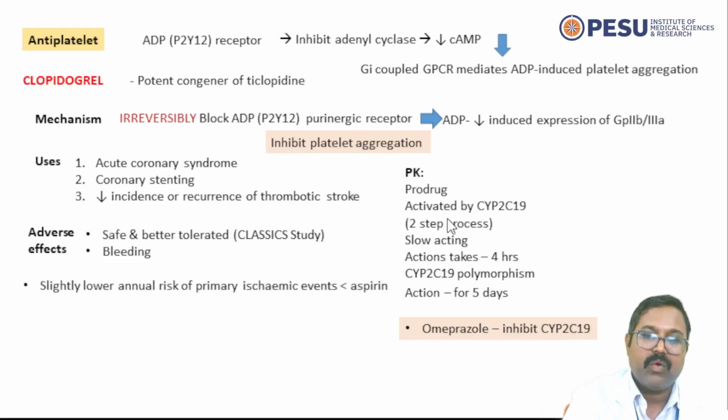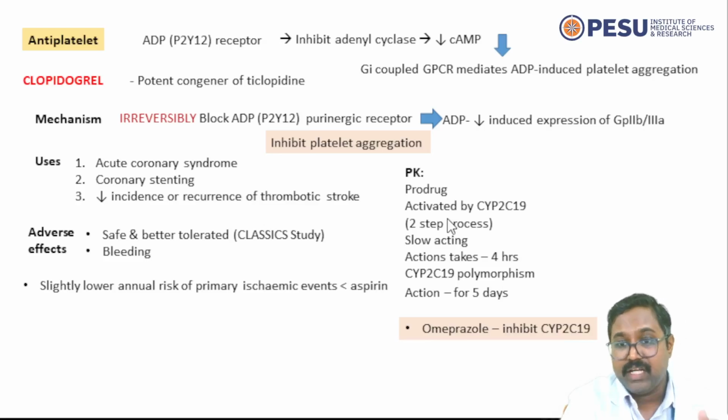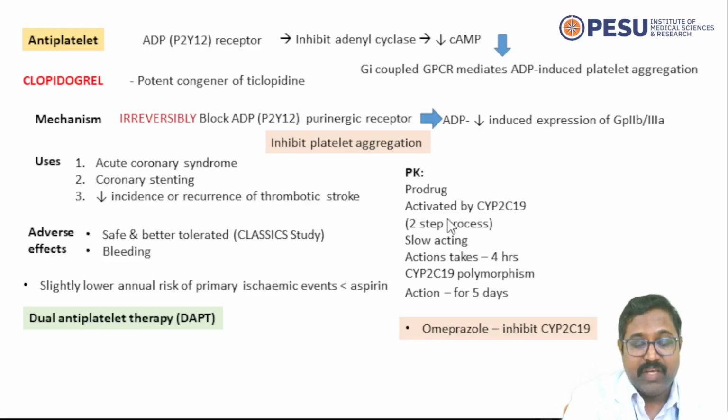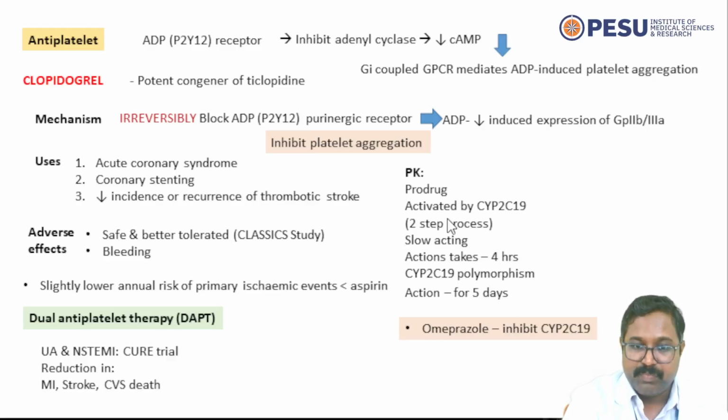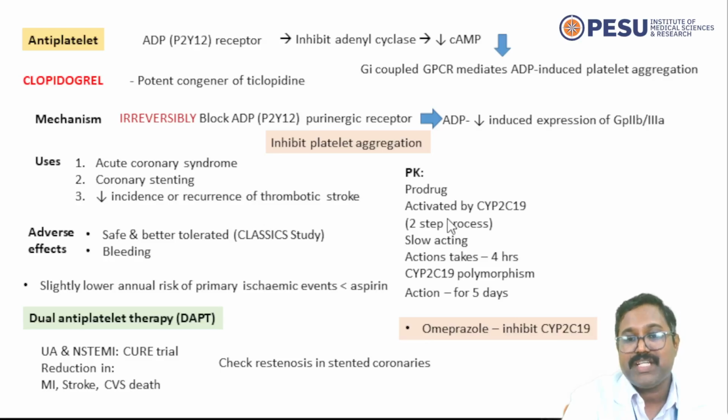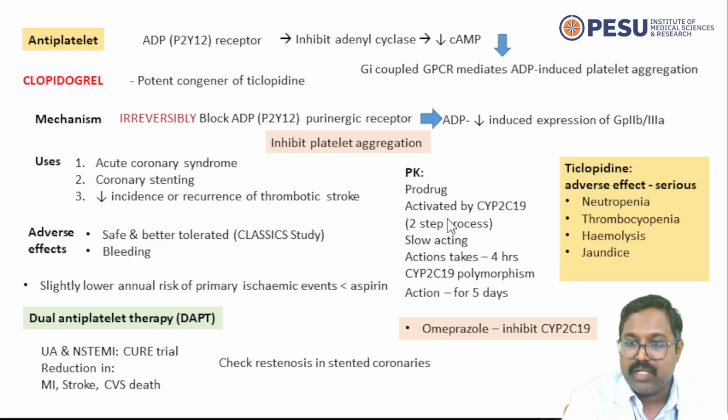And it has a slightly lower annual risk of primary ischemic events when compared to aspirin, and it is very popularly used as dual antiplatelet therapy along with aspirin in unstable angina and non-ST segment elevated MI, which were tried through the CURE trial. There is also a reduction in MI, stroke, and cardiovascular death with dual antiplatelet therapy, that is aspirin along with clopidogrel. It can also be used to check restenosis in the stented coronaries.